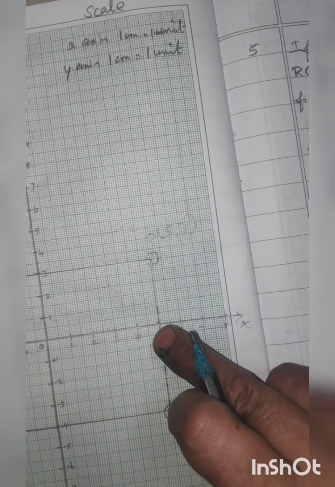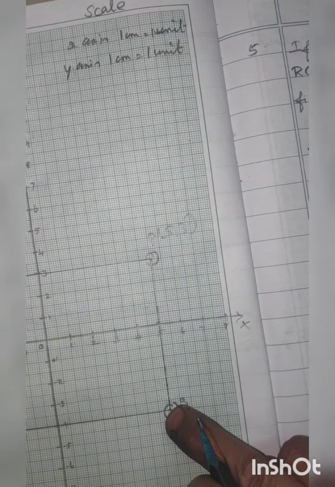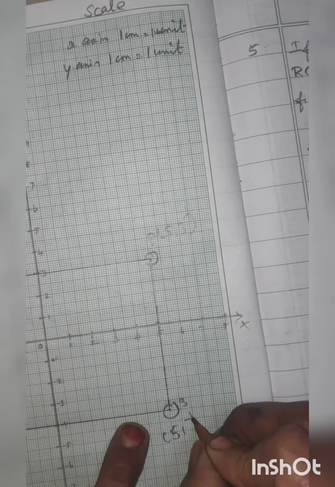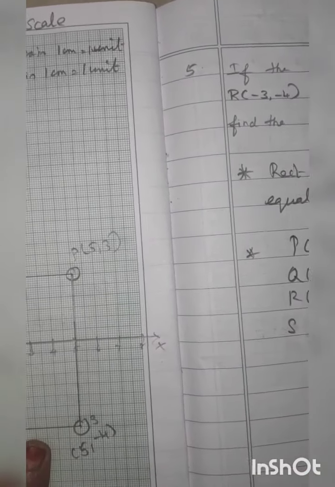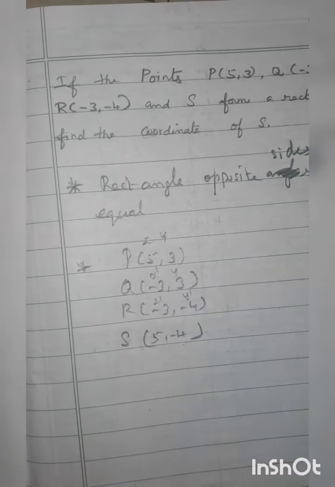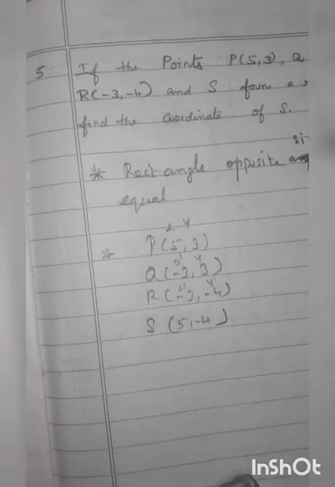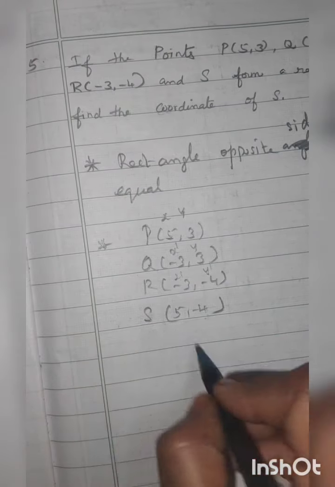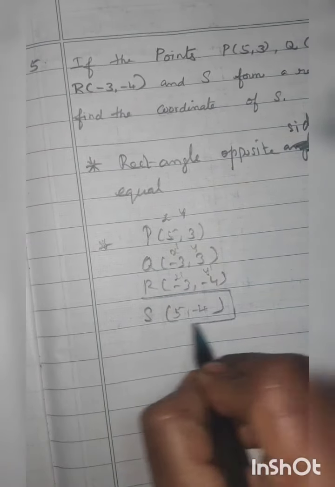What is the number here? It has 5 on the x axis, minus 4 on the y axis. 5 comma minus 4 is the S point. So you write 5 comma minus 4. S point is, what is the point? As the question asks, find the coordinate of S. S point equals 5 comma minus 4 is the answer.